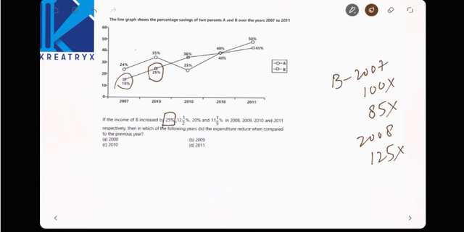25%, this is 2008, this is 2009, right? Mistake given there, 2008 and 2009. Now see here, expenditure in 2008 will be 125 into 75x, that is nothing but 93.75x. This is the expenditure have increased from 2007 to 2008. Similarly, find out for 2000.